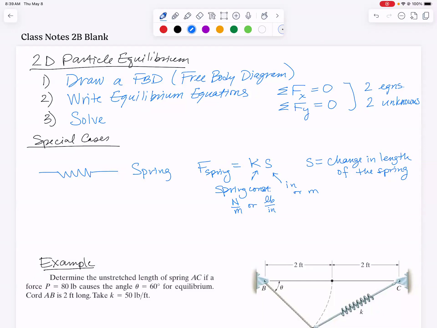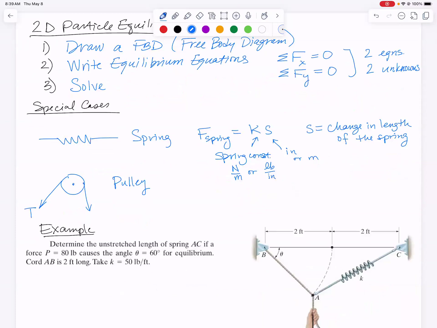The other thing that we toss in here that makes this chapter a little bit interesting is we will see a few pulley problems. And for this chapter, all we really need to know about pulleys is that the tension on both sides is going to be the same, and that is because we are assuming that we can neglect any friction. So tension is the same on both sides.